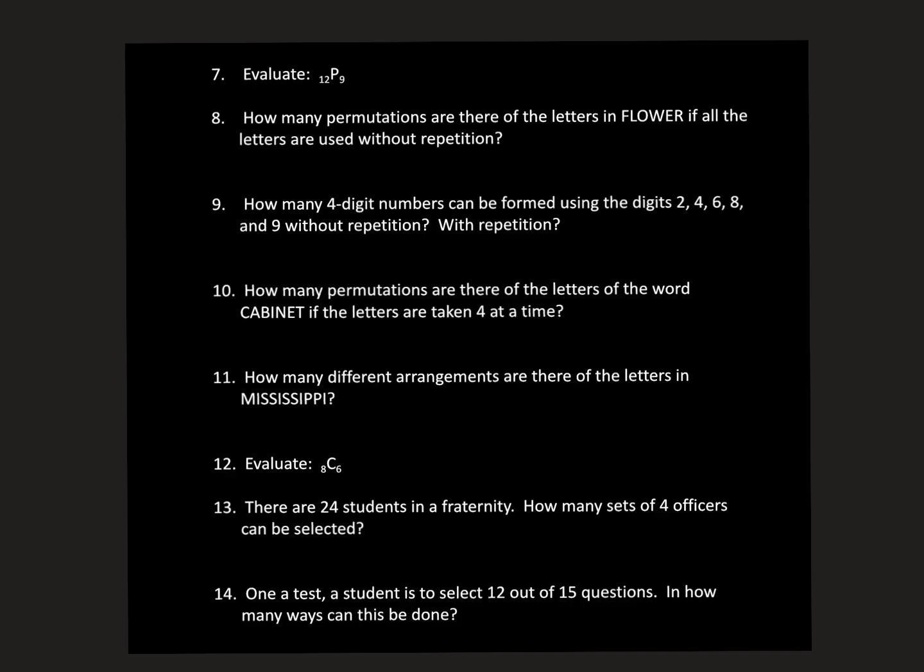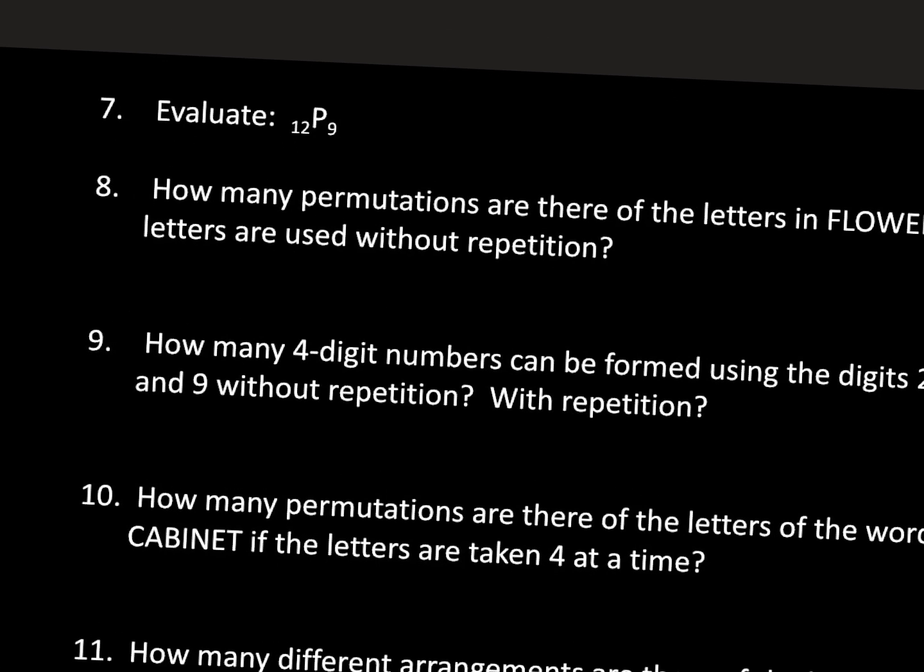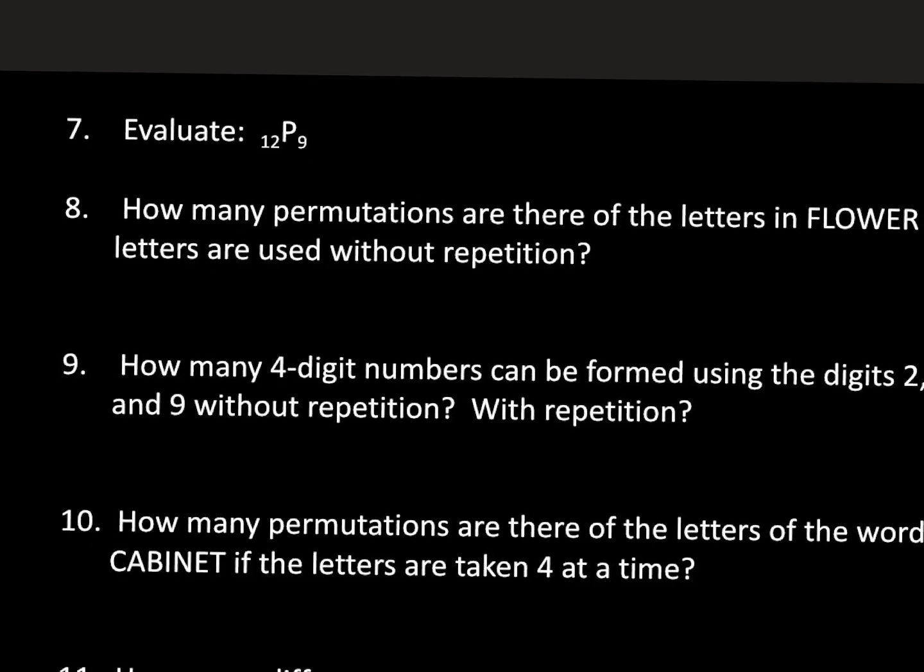Number 7, back to permutations. Number 7 is a complete calculator problem. You need to hit 12, P9, permutation 9, and just on your calculator, get a big old number here. Getting 7, 9, 8, 3, 3, 6, 0, 0. So about 79 million there is all there is.